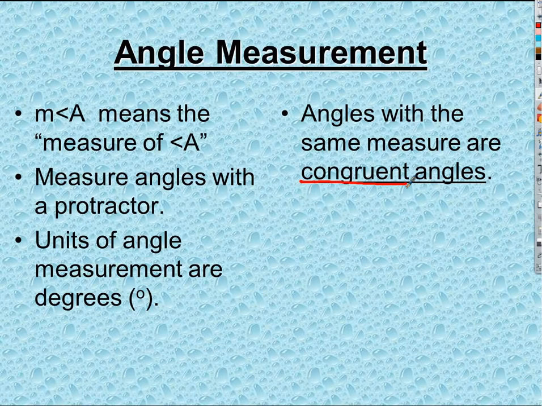But angles are not equal. Angles are things, they're not numbers. So angles would have to be congruent. Here's maybe a better example.